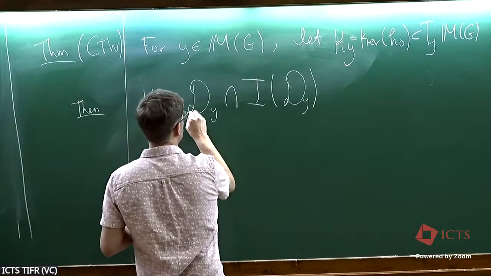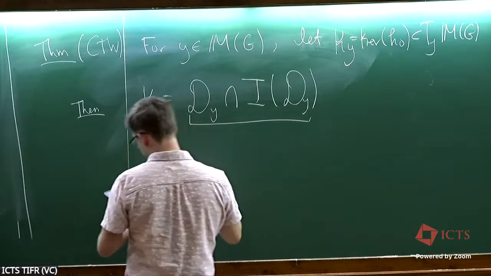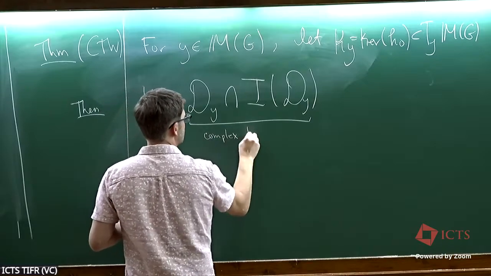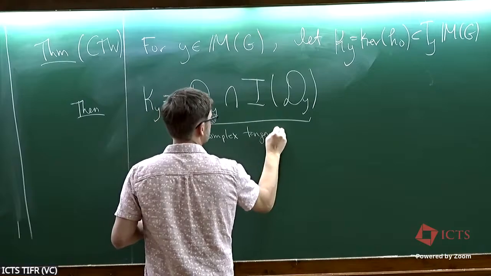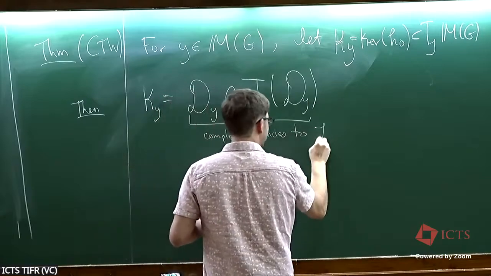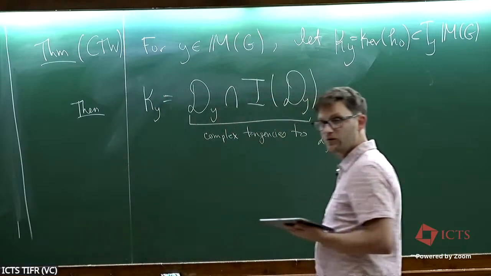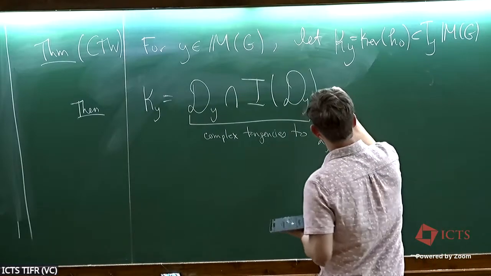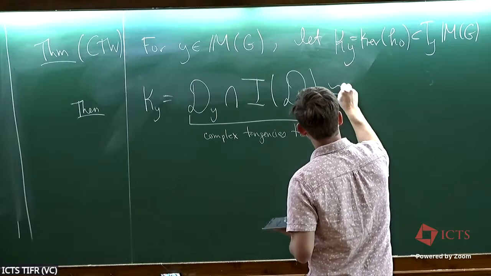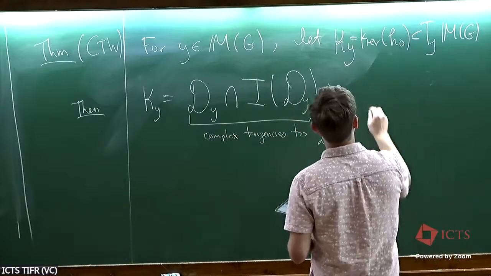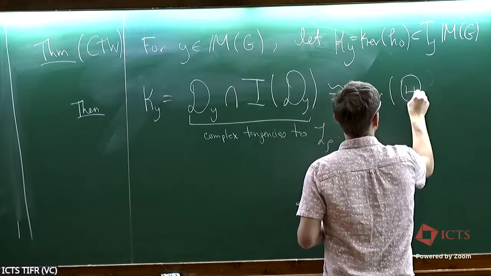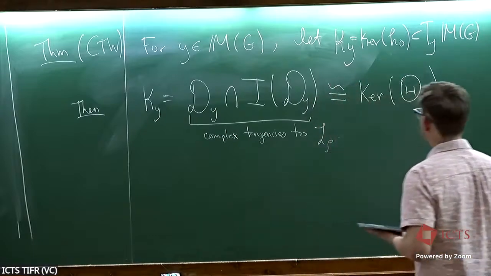Okay, so how should you think of these? These are the space of complex tangencies to that isomonodromic leaf L. And the additional thing is that it's identified with the kernel of this holomorphic section theta at the point y.